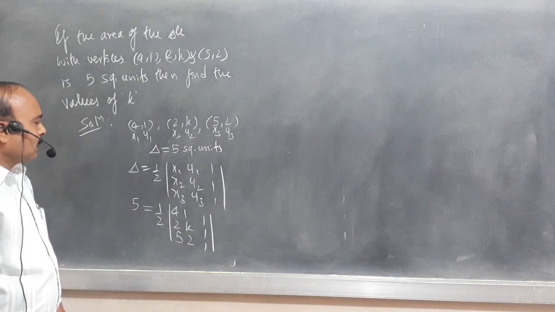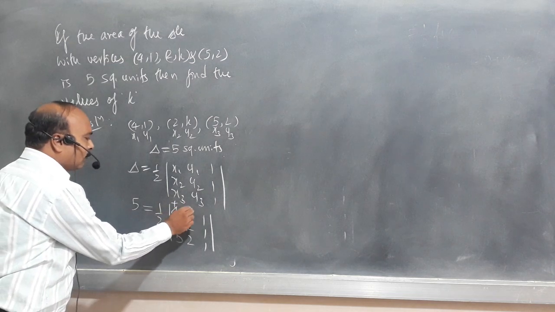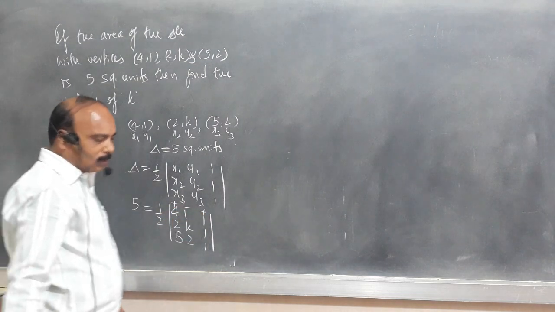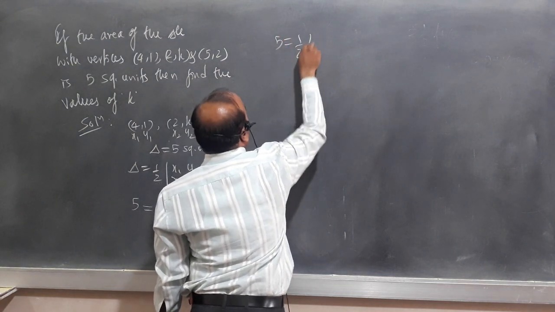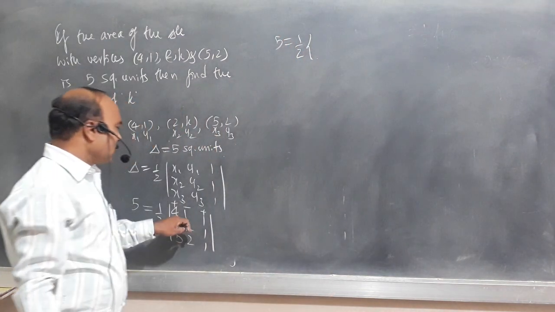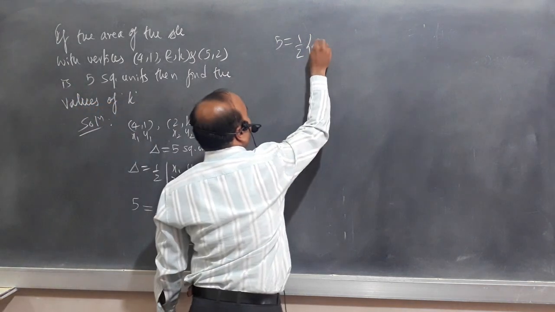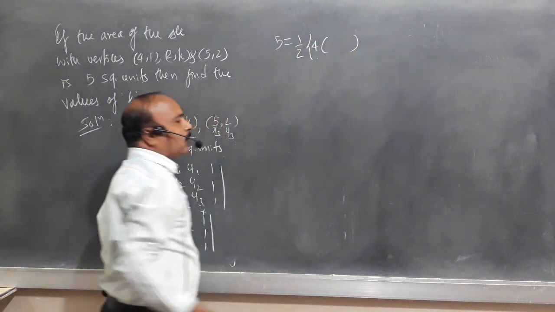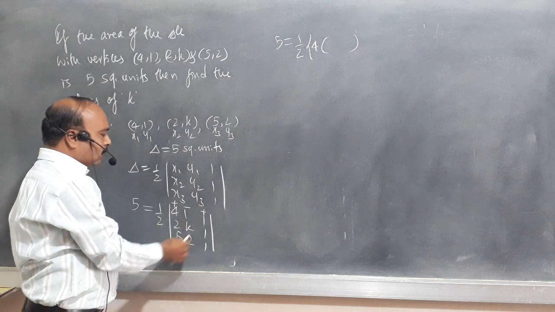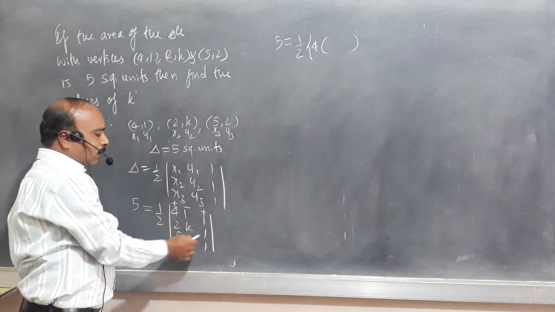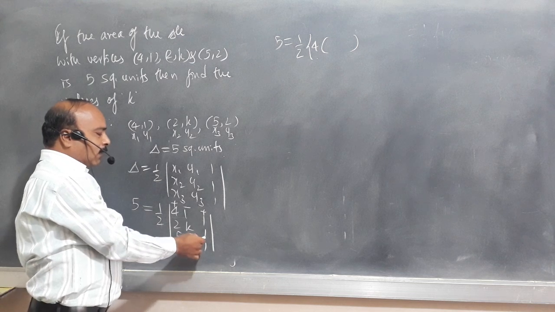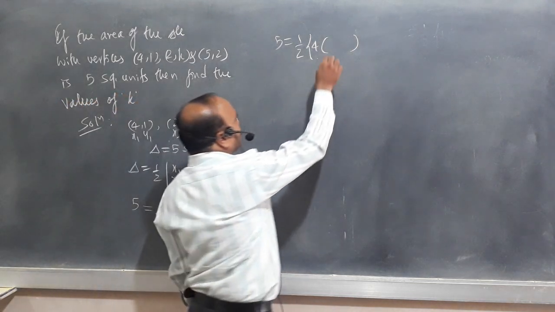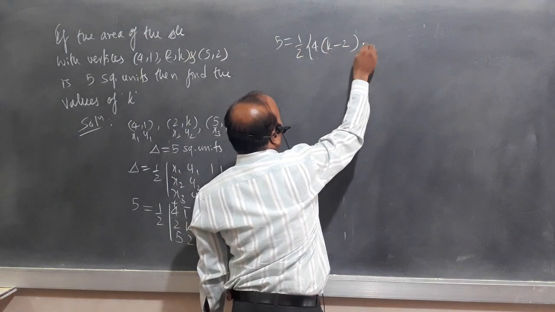Now we expand this determinant, plus, minus, plus. Now 5 equal to 1 by 2 into, first we write 4 into the expansion of second order. Deleting this column and this row, we get k, 1, 2, 1. So it is equal to k into 1 is k, minus 2 into 1 is 2. Then we get k minus 2.